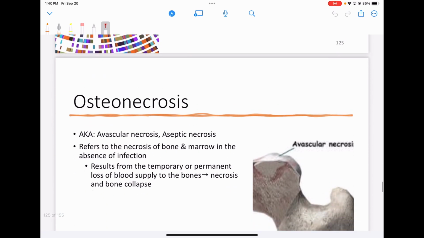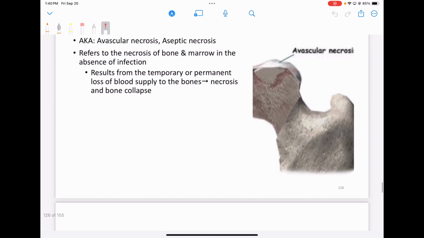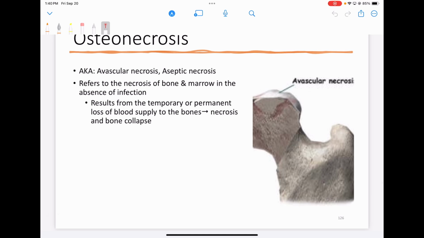Moving on to osteonecrosis. This is also known as avascular necrosis or aseptic necrosis. Avascular necrosis, what is that referring to? Oh, when the swelling goes down, you put it back and then you suture it back up and you clean it back up again.